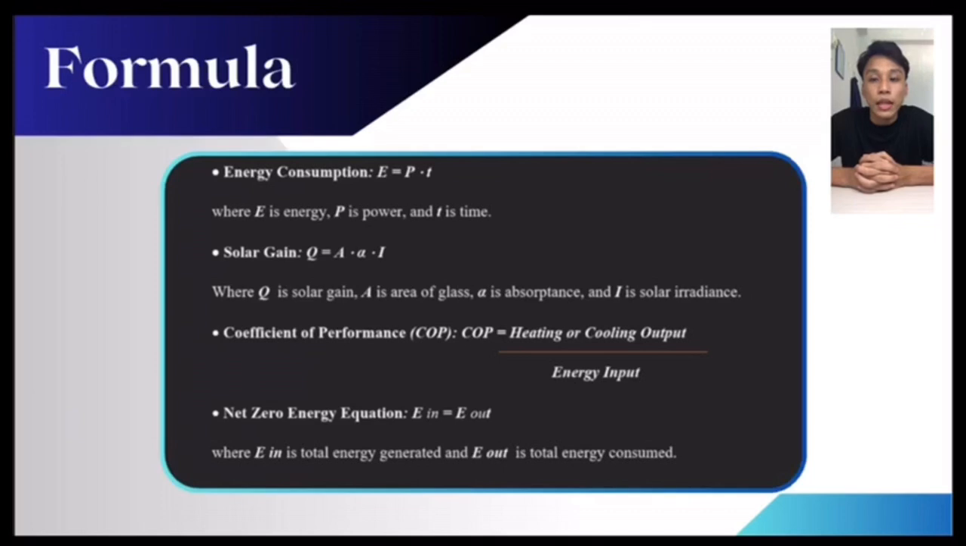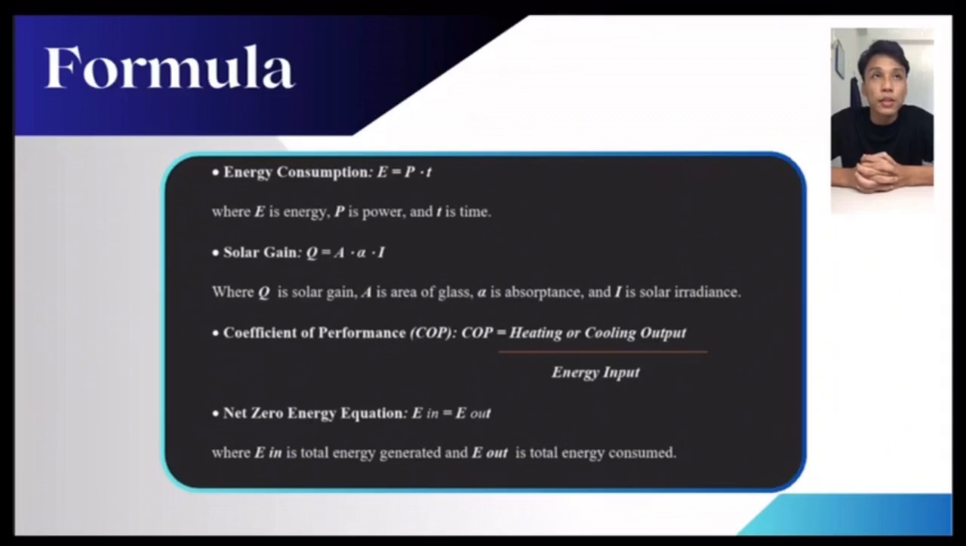The next one is solar gain. The formula is Q equals capital A multiplied by a and multiplied by I. So Q is the solar gain, A is area of glass, a is absorption, and I is solar irradiance. So solar gain refers to the increase of heat of an object in a space that results from absorbed solar radiation. For example, when the sun shines onto solar panels, energy from the sunlight is being absorbed.